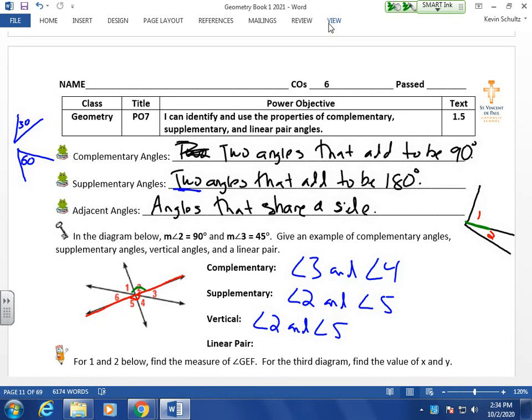I should teach this lesson on either Halloween or April Fools because it's a trick. There is not a linear pair example in this particular diagram. There are no 2 angles that make a line.